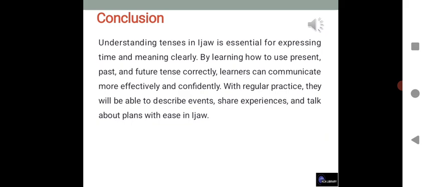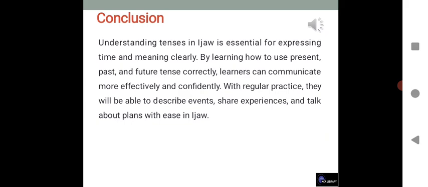Understanding tenses in Ijaw is fundamental to effective communication, as it enables speakers to accurately express when an action takes place. Through the study of present, past, and future tenses, learners develop the ability to structure ideas in a way that reflects time, sequence, and intention. This is especially important in a language where verb forms typically remain unchanged and meaning is often conveyed through time expressions and context. The present tense allows learners to describe actions that are happening at the moment or actions that occur regularly.